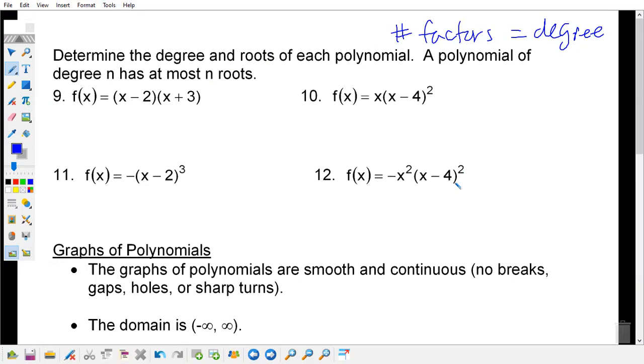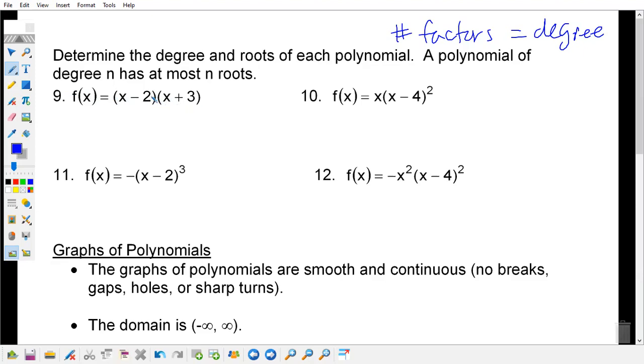A polynomial of degree n has at most n roots. So if I am a 5th degree polynomial, I can have up to 5 roots, right? If I am a 4th degree, I can have up to 4 roots. Do I have to have 4? No, but I can have up to. Does that make sense?